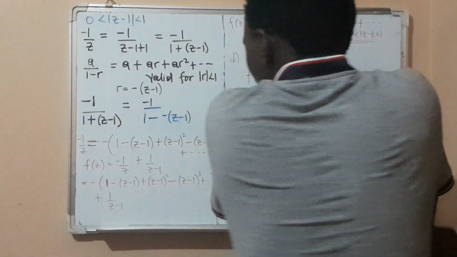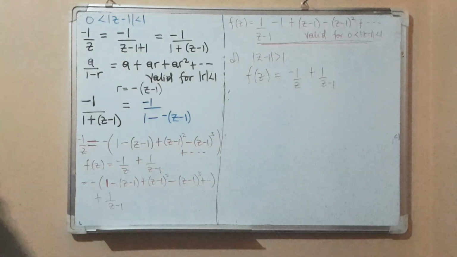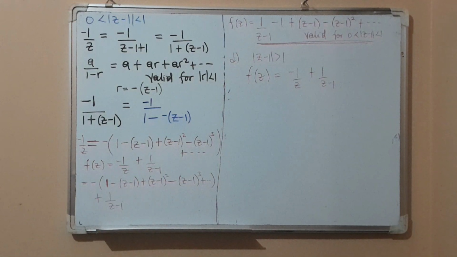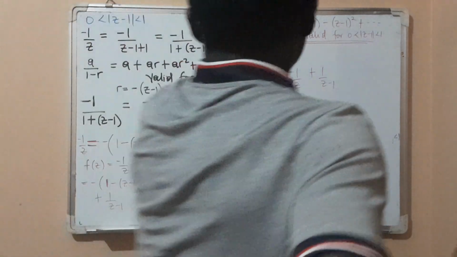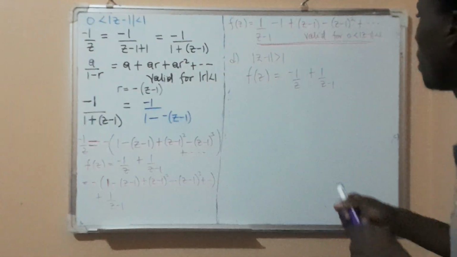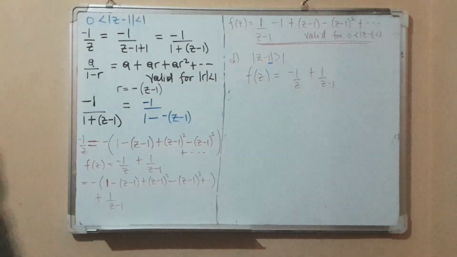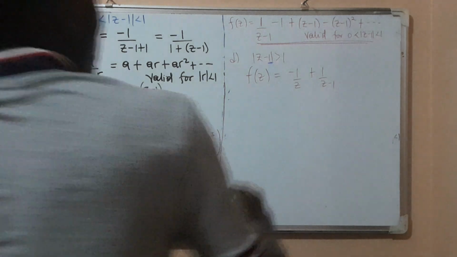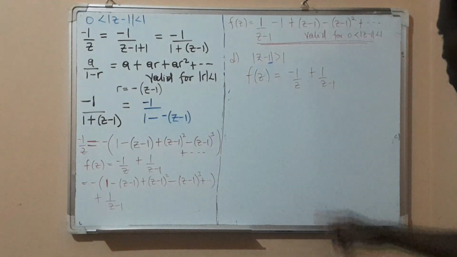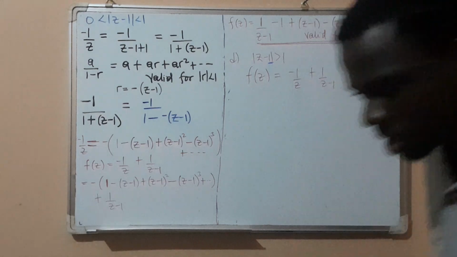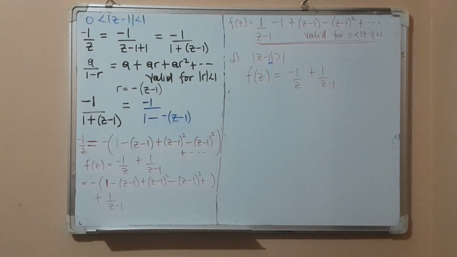Just as we said in the previous examples, we are obtaining this series representation about the point of singularity. So here we are going to obtain the series representation about 1. We don't need to tamper with negative 1 over z minus 1, that is already in the required form. We only need to deal with this one.